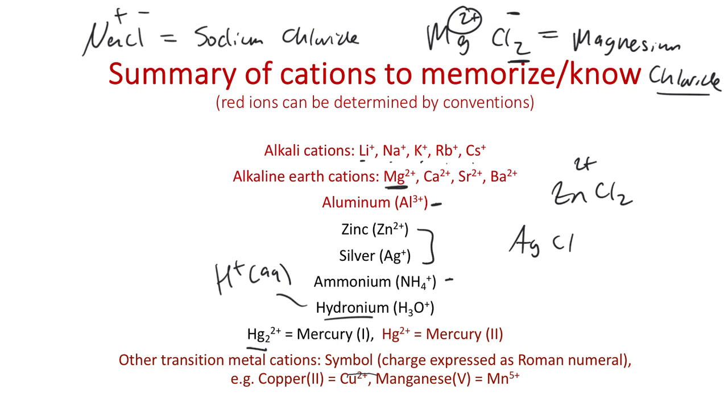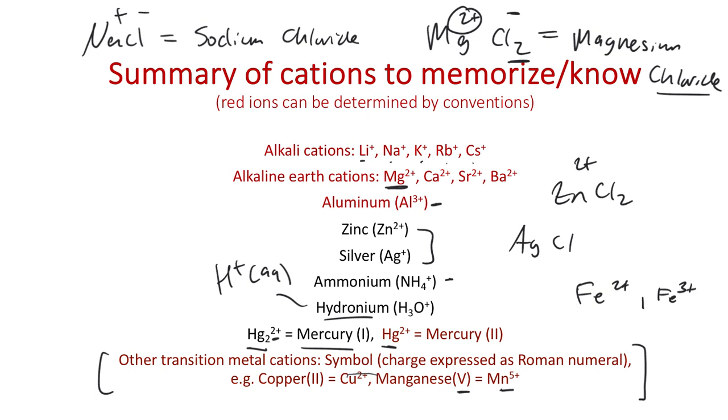Then we have these 2 weird ones, Hg2 2+ and Hg2+. Notice that these cations are kind of peculiar, where we have 2 mercuries bonded together with a net 2+ charge. We call that one mercury(I). And then Hg2+, we call it mercury with a Roman numeral. Now our transition metals: all other transition metals are the name of the metal with the charge as a Roman numeral. Copper(II) is copper 2+. Manganese(V) is manganese 5+. Iron forms a 2+ and a 3+ charge state commonly. We call one iron(II), the other one iron(III).